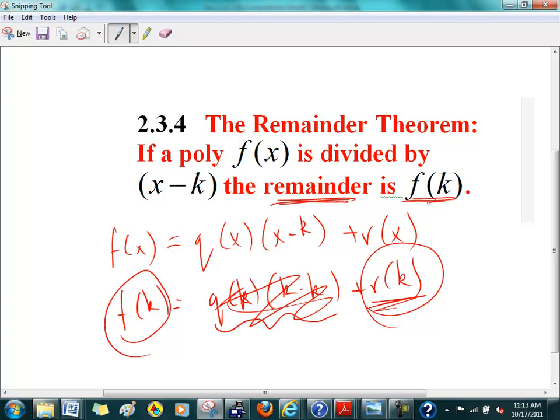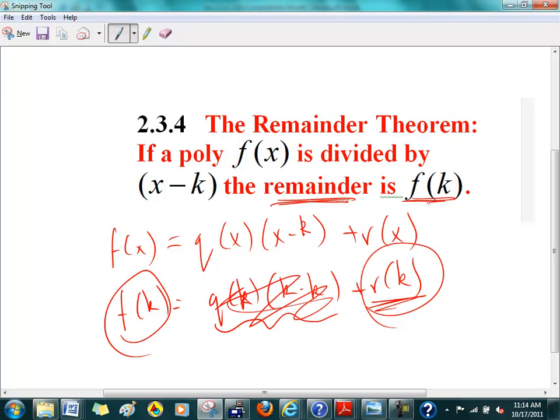What's f of k? Not only that, but if it wasn't in the context of remainder, what would f of k mean? By doing what? Exactly. Is everybody there?